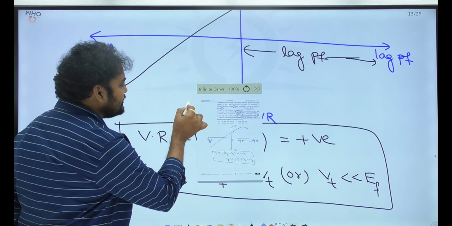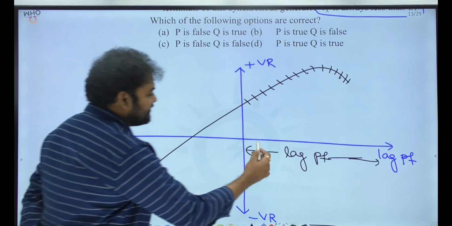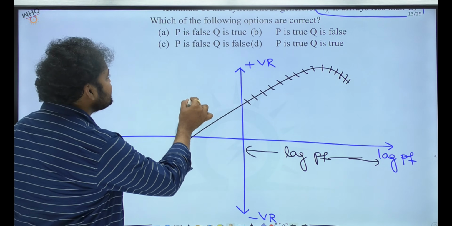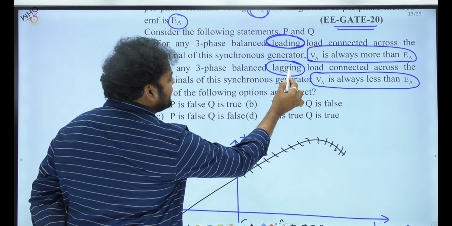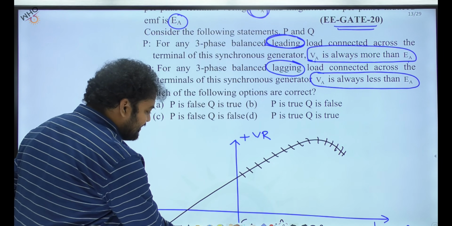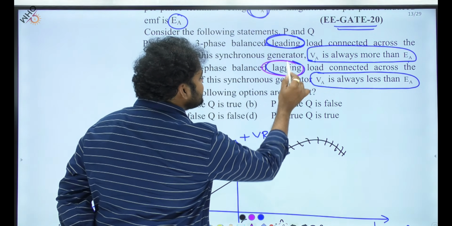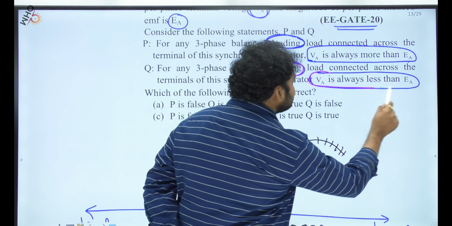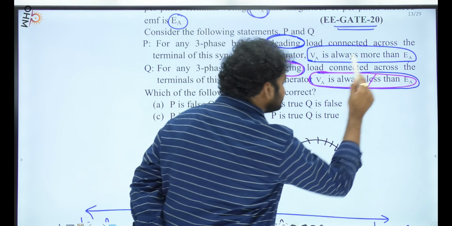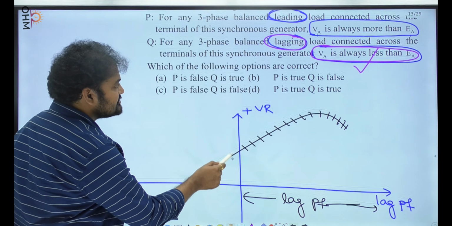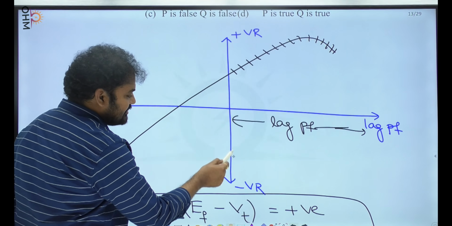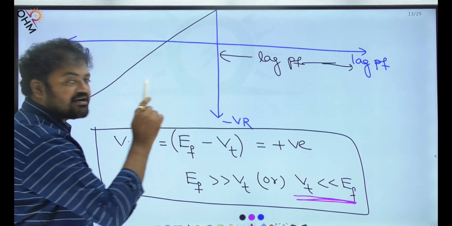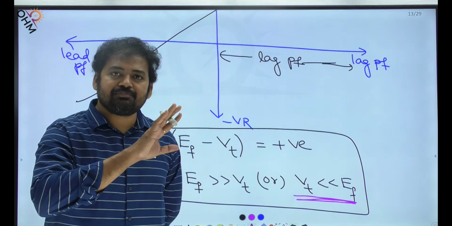Voltage regulation is positive for which power factor? For all lagging power factors. You can see voltage regulation is always a positive quantity. That means look at the second statement. The second statement is for lagging power factor. So for all lagging power factors, voltage regulation is a positive quantity. Voltage regulation positive means terminal voltage is always less than EMF. This is a correct statement. For all positive voltage regulations, terminal voltage is less than induced EMF. So the second statement is definitely true.